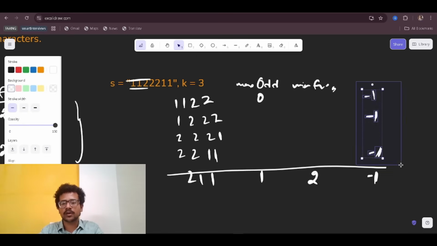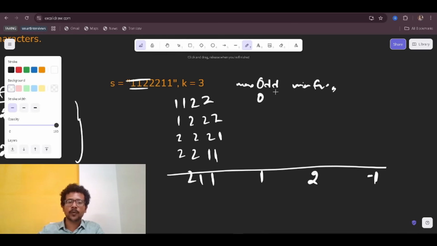Now let us go for 1 triple 2. So max odd is 3, but minimum even is not occurring. There is no character which has a frequency of an even number of times, so we will not consider this. Now 1 and triple 2, that's the same thing. Double 1 double 2, that's the same thing. So we won't be considering these.